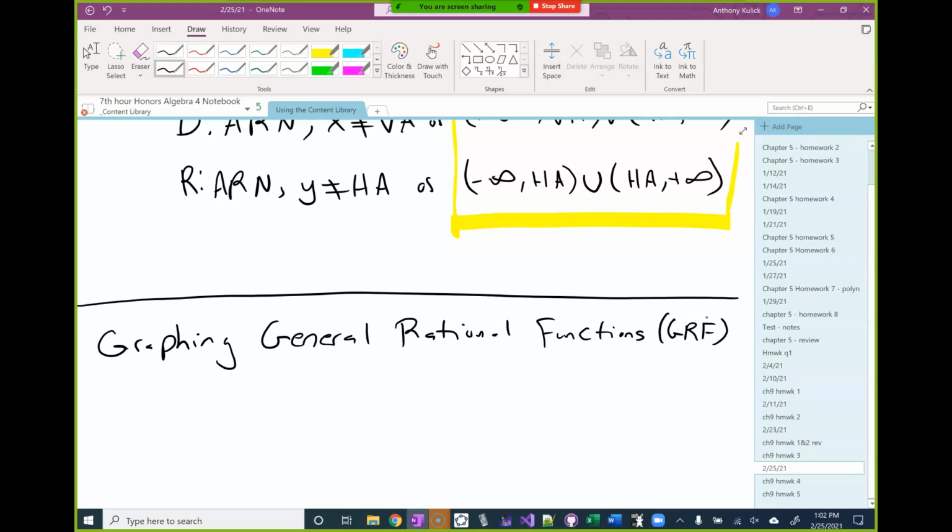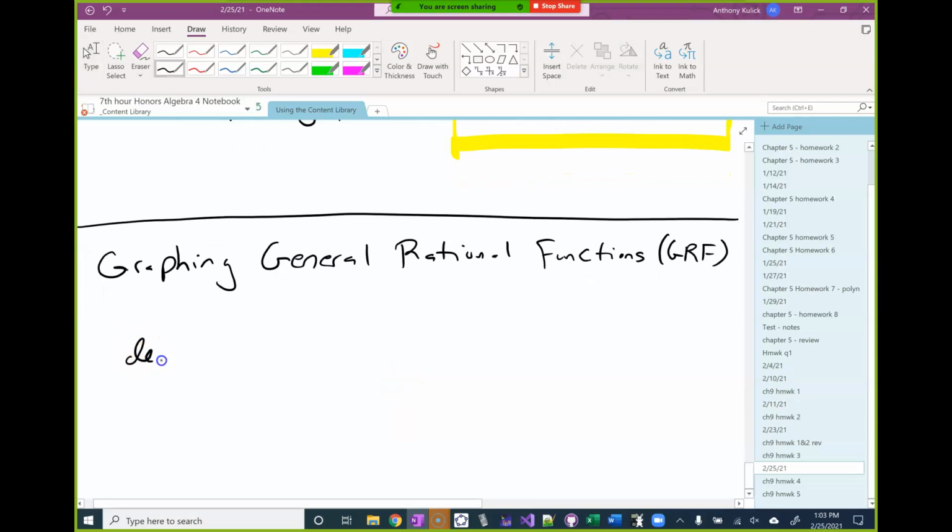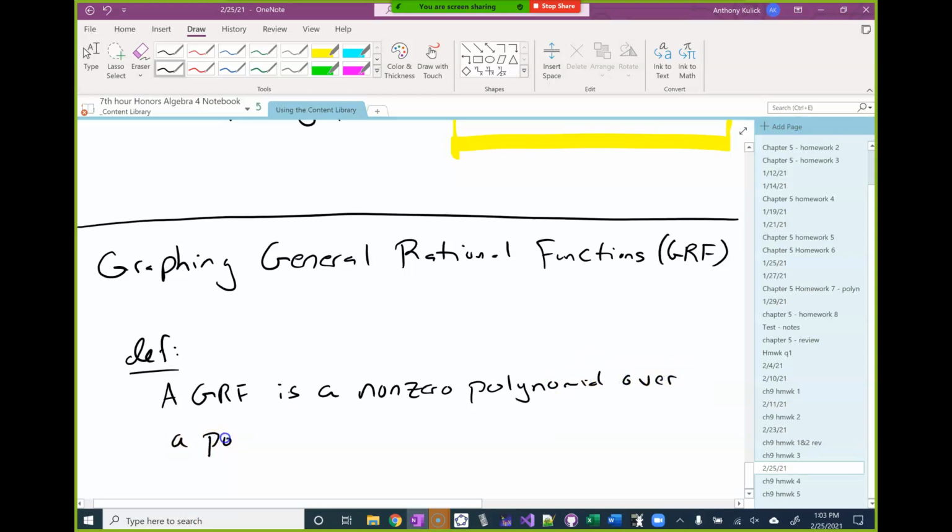So, definition: a general rational function is a non-zero polynomial over a polynomial with degree greater than or equal to 1. So basically what this is saying, you can have any degree polynomial in the numerator and any degree polynomial in the denominator as long as it's at least 1.